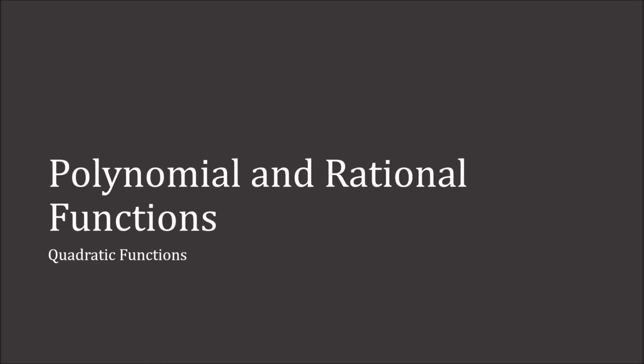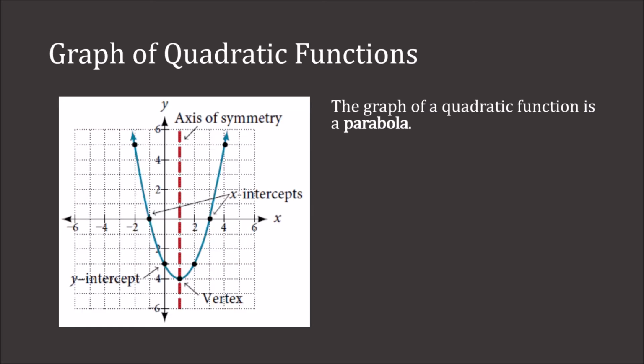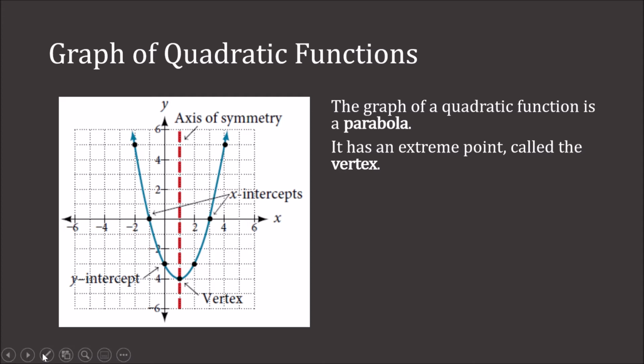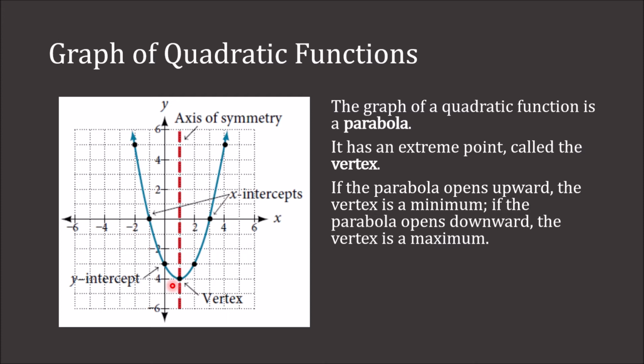We continue studying polynomial and rational functions by reviewing quadratic functions. So the graph of a quadratic function is a parabola. It has an extreme point called the vertex, which on the graph is located right here. If the parabola opens upwards, as this example shows, the vertex is going to be a minimum. If, on the other hand, it opens downwards, so imagine flipping this graph upside down, then the vertex becomes a maximum.